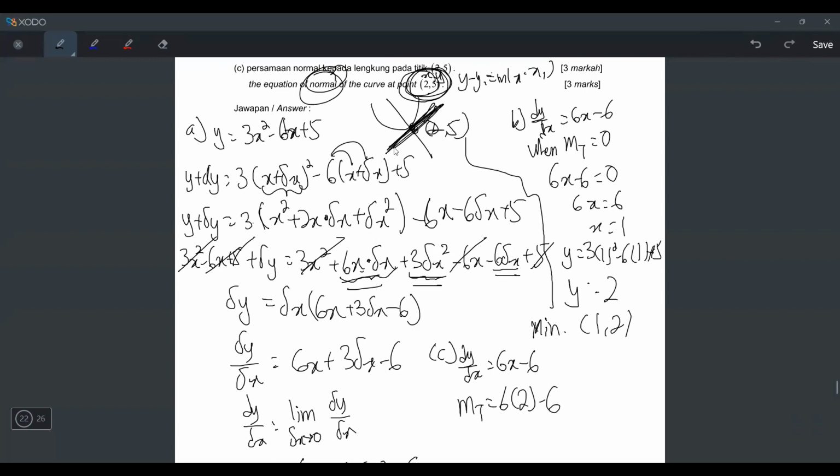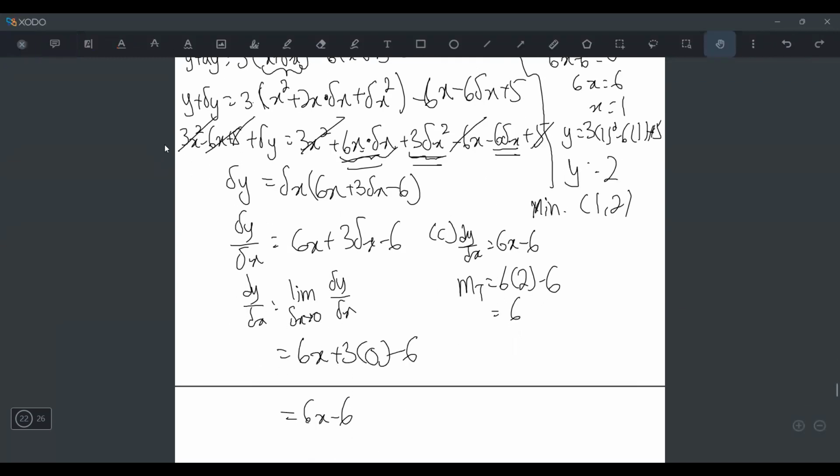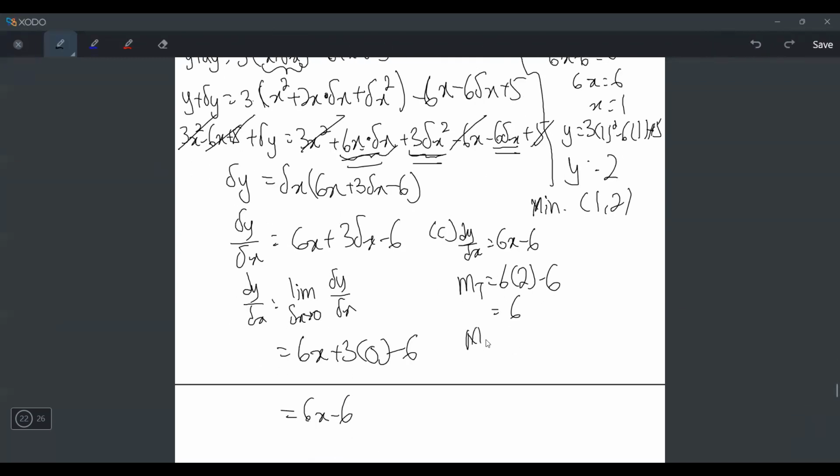So if I want to find the gradient of tangent, I will differentiate the curve and substitute the x coordinate of this point, which is 2. So 6 times 2 is 12, 12 minus 6 is 6. But this is the MT, I want the MN, the gradient of normal. So what is the gradient of normal? Flip and change the sign, negative 1 over 6.